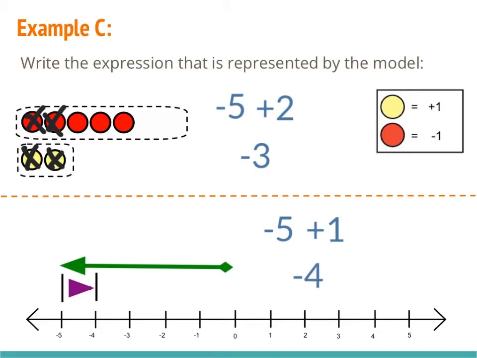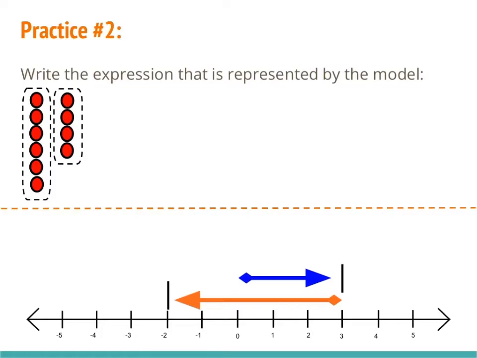Go ahead and make sure that your paper looks like mine. And then let's try another practice problem. All right, here we are at practice number 2, and now you're going to try these type of problems on your own. You've got a counter model at the top and a number line model at the bottom. Go ahead and pause the video now, then press play again to see if you are right.